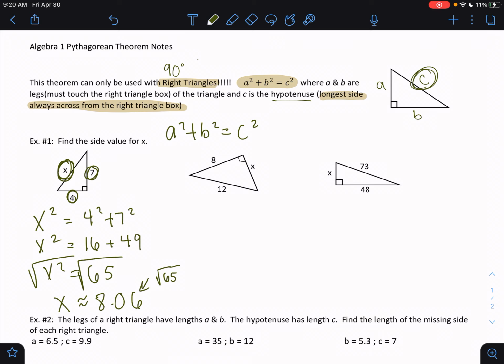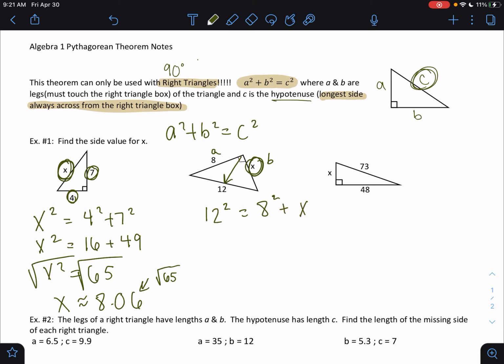Let's look at the next one. This time, we are not solving for c. Remember, c is across from that box. So my c is going to be 12 squared. And you can write this formula either way. I like to put c in the beginning and then the a and the b second. So you can do c squared equals a squared plus b squared, or a squared plus b squared equals c squared. And then we're going to have equals our a and our b, which again are interchangeable.